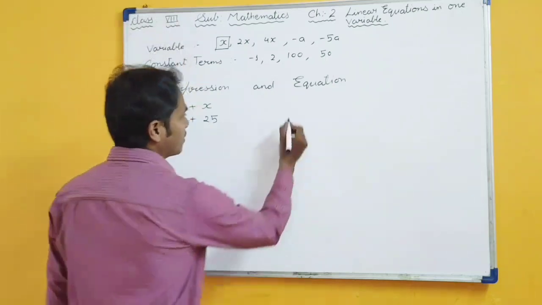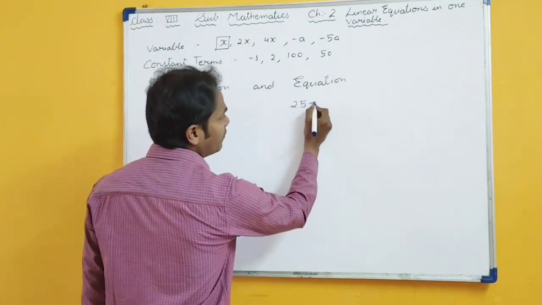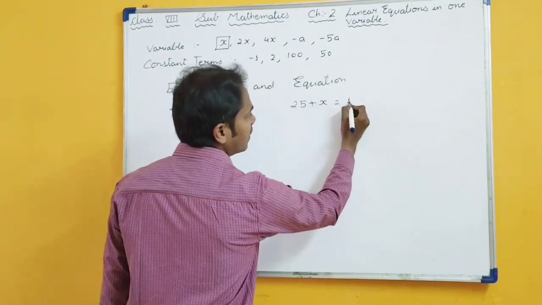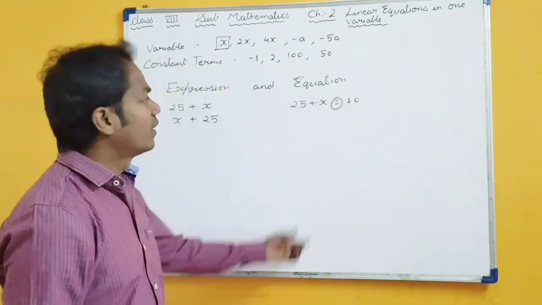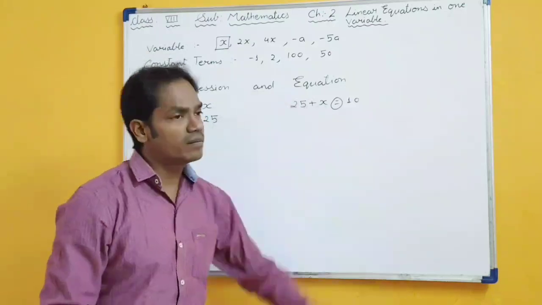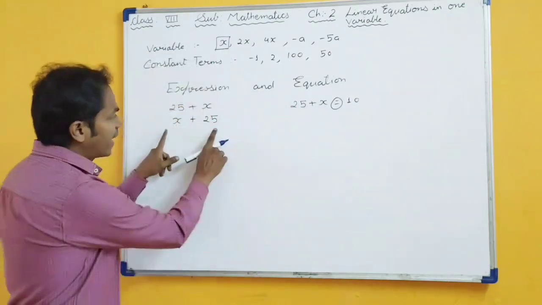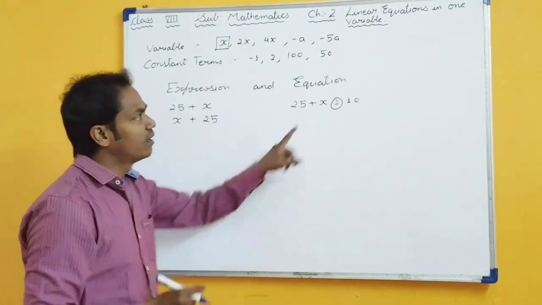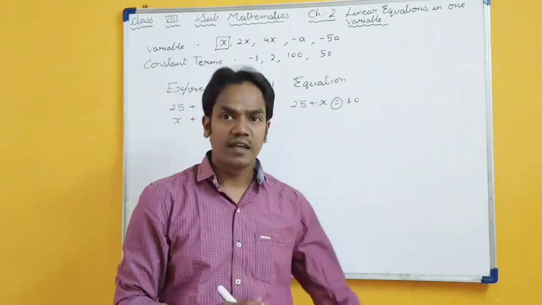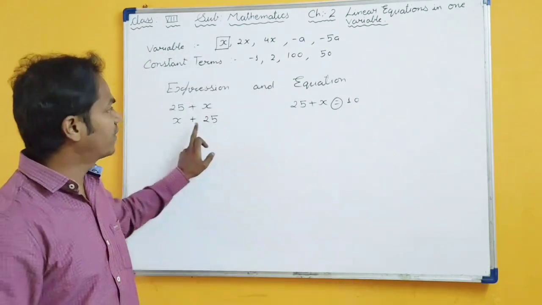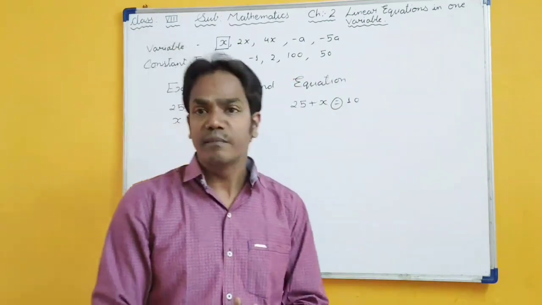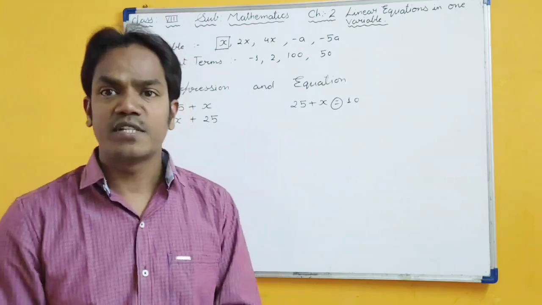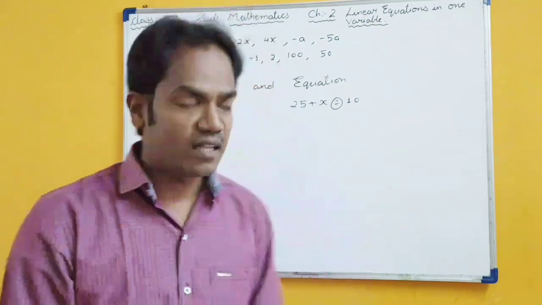Now what is equation? If I write 25 plus x is equal to 10, whenever you use equal to, at that time your expression becomes equation. In expression there is no equal to sign, but in equation you will get equal to sign. This is the difference between expression and equation. In this chapter you will solve some equations. Already we have done the simple equation chapter in 7th class.